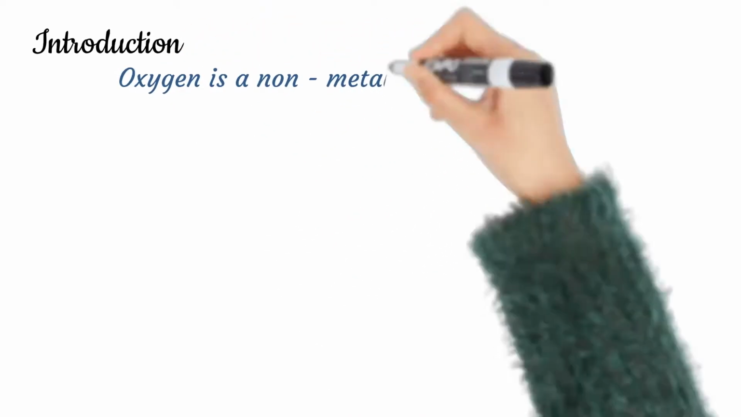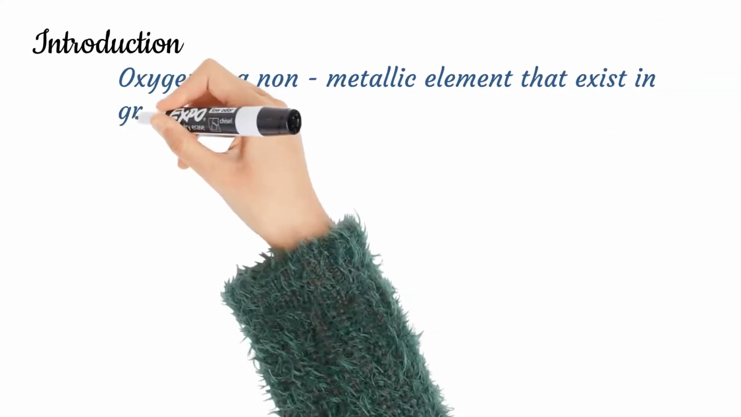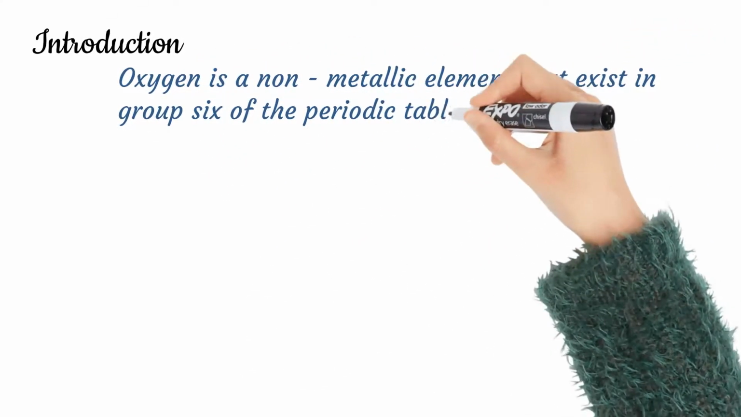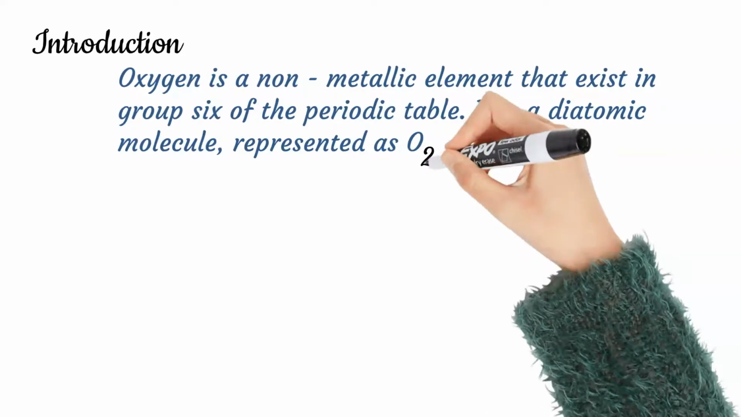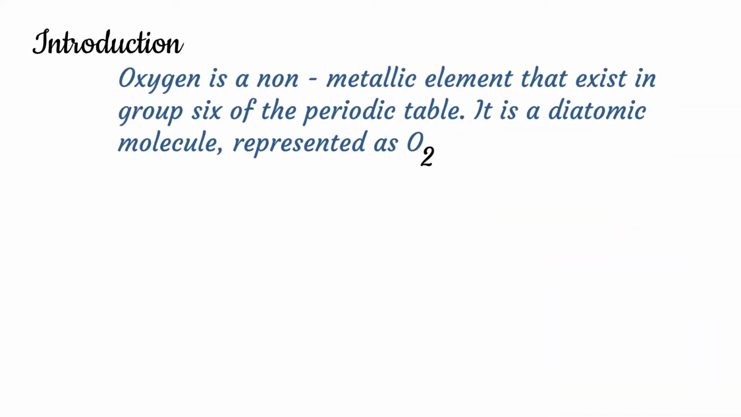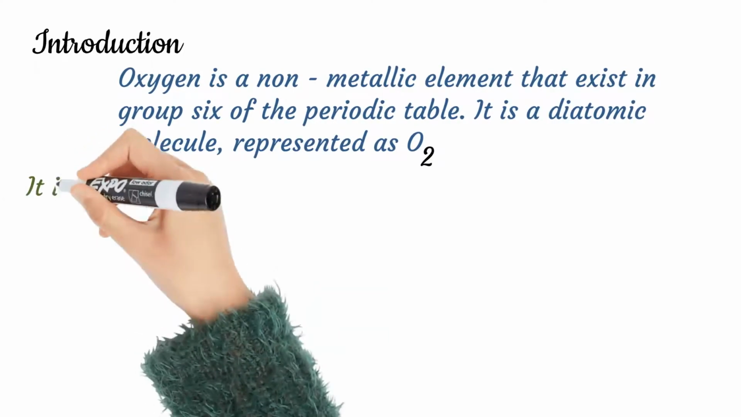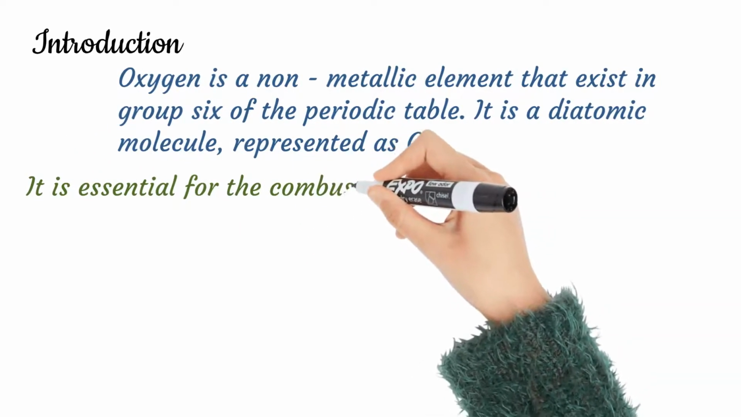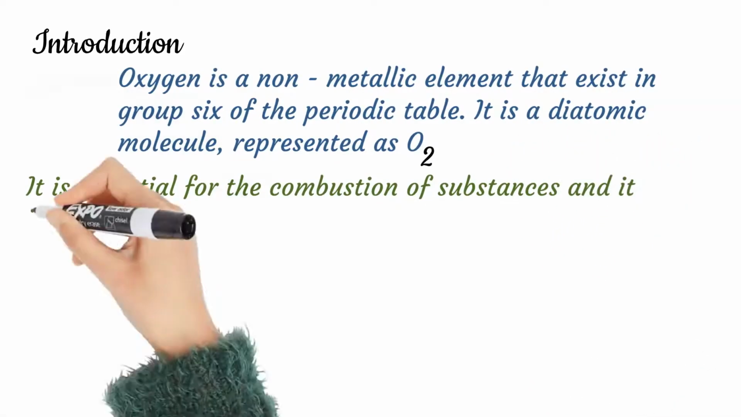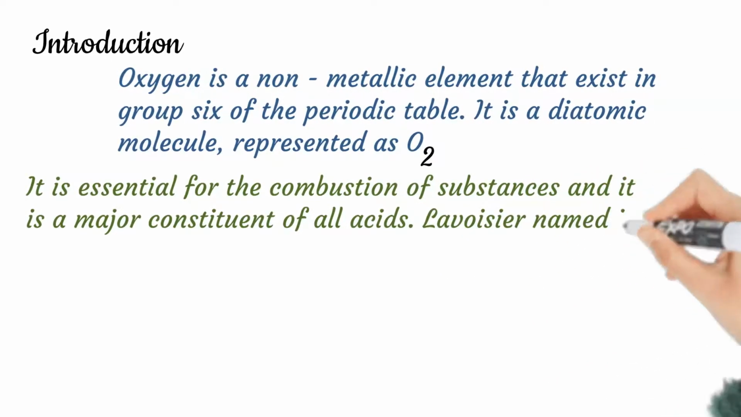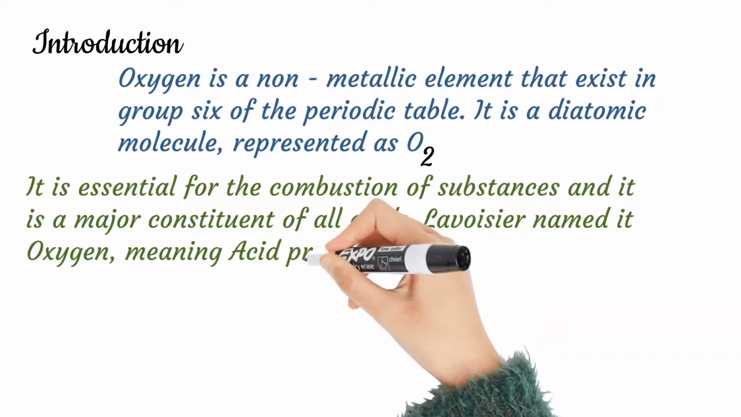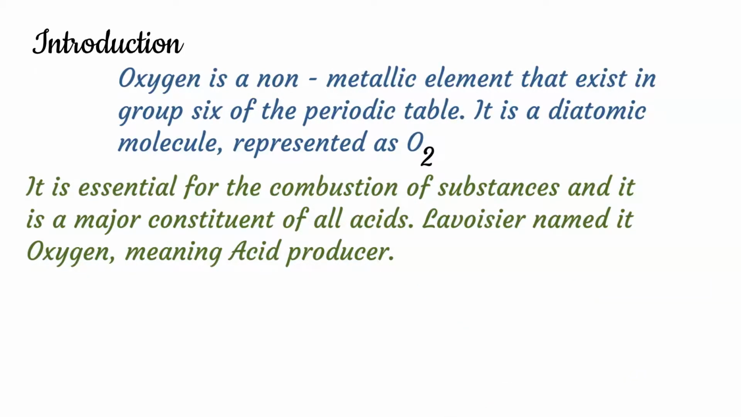Introduction. Oxygen is a non-metallic element that exists in group 6 of the periodic table. It is a diatomic molecule represented as O2. Okay? O2. So that's how we write the oxygen molecule. It is essential for the combustion of substances, makes substances burn, and it is a major constituent of all acids. Lavoisier named it oxygen, meaning acid producer. So most acids have oxygen in them.